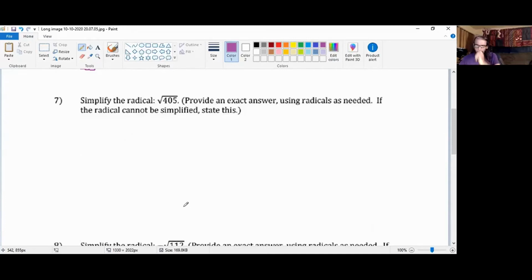The largest perfect square that'll go into 405 is 81. It goes in 5 times. And then the product rule for quotients tells us that we can split up that multiplication into separate square roots.